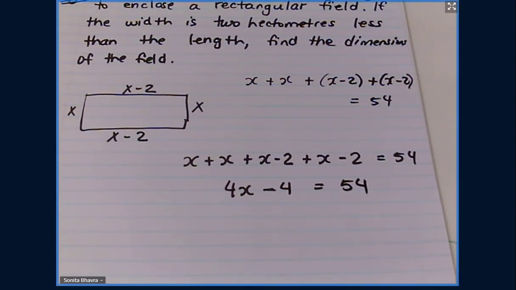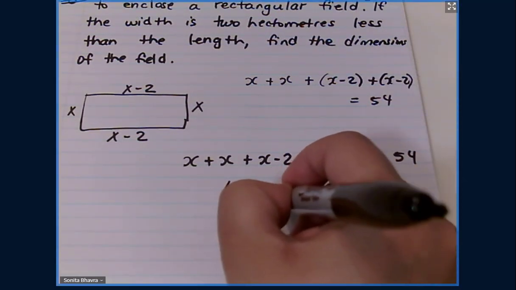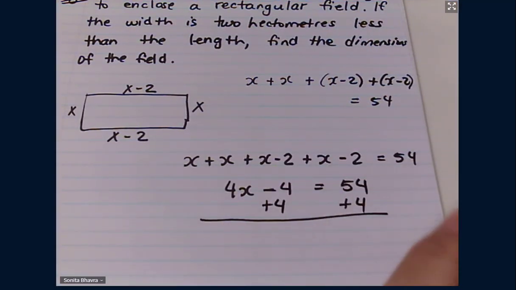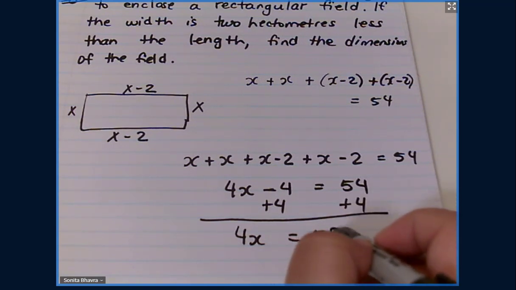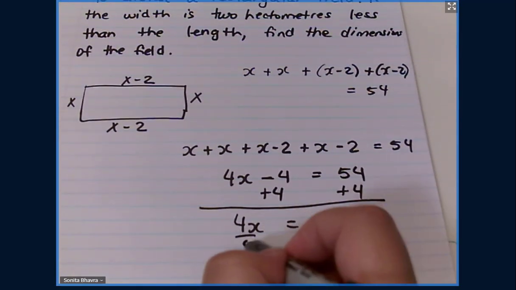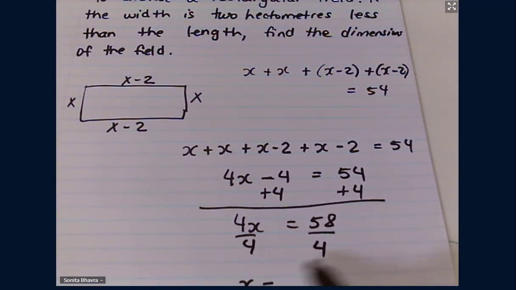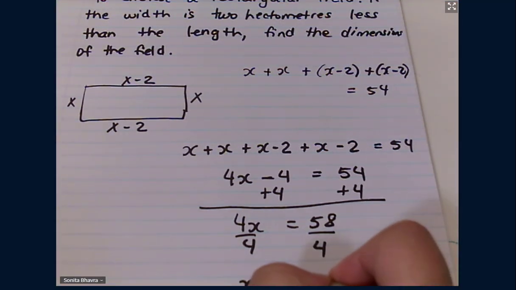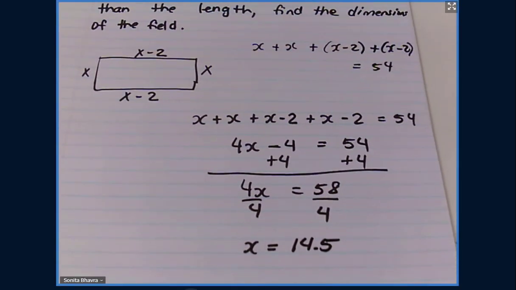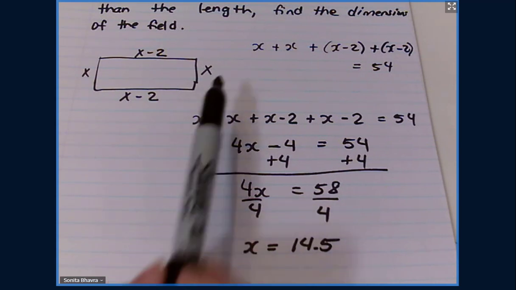And now we can go ahead and solve for x. So we have to add the 4 to both sides. And that gives me 4x is equal to 58. And then divide by 4 on both sides. x is equal to 58 divided by 4, which is 14.5. All right, so we have our solution for x. x is equal to 14.5. So that gives our length here, 14.5 and 14.5.